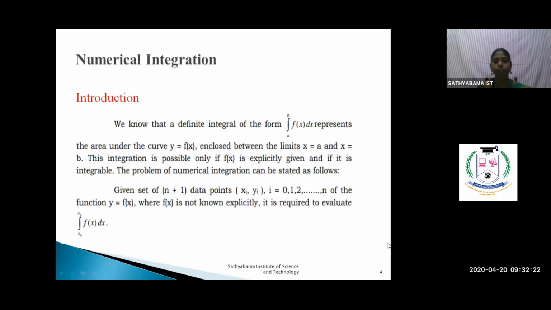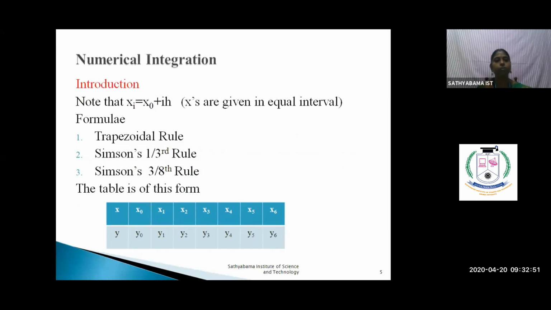And it is very, very important that xi should be given in equal interval. We have discussed what equal interval is in numerical interpolation as well as numerical differentiation. So now we are going to evaluate I equals integral x naught to xn f of x dx. So what is xi? x naught plus ih. The x's are given in equal interval. That's very, very important.